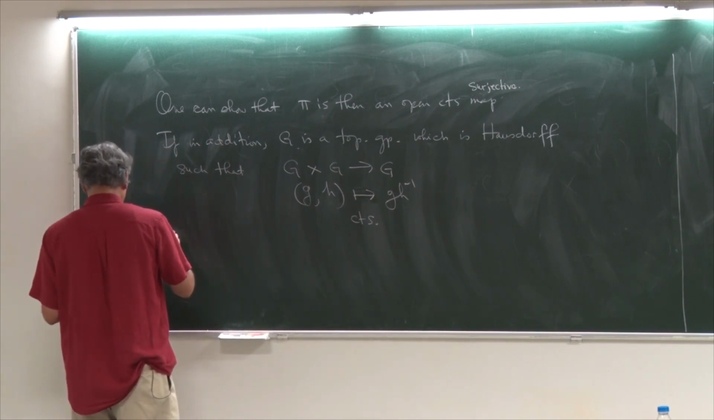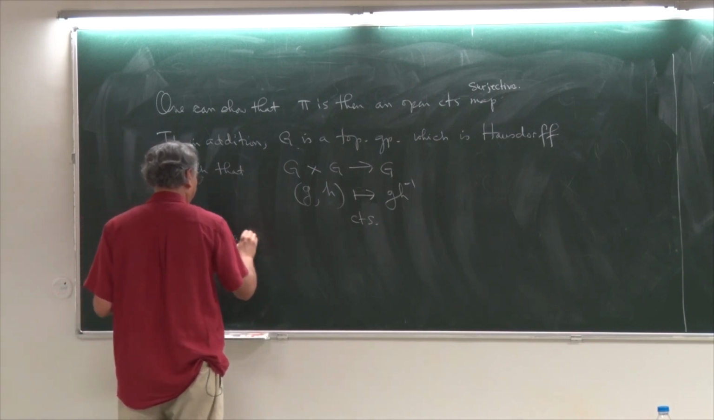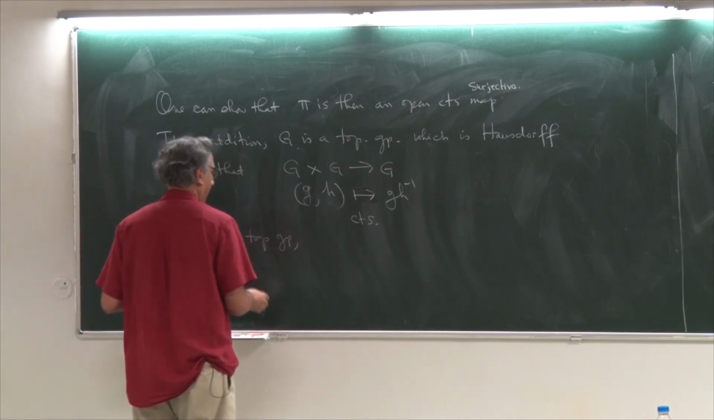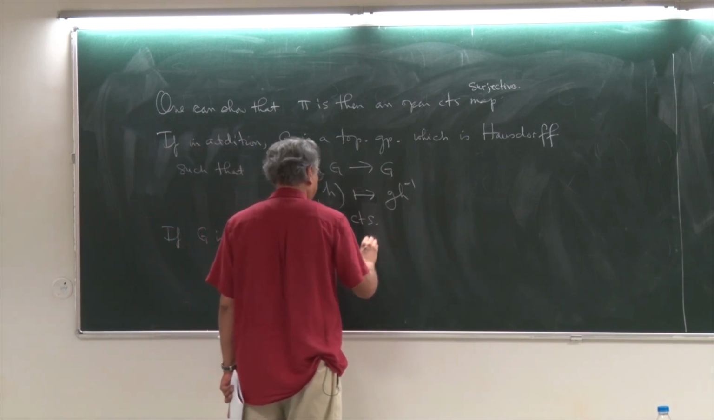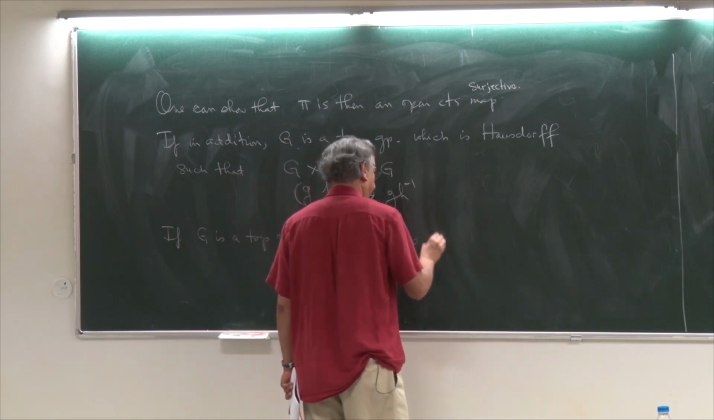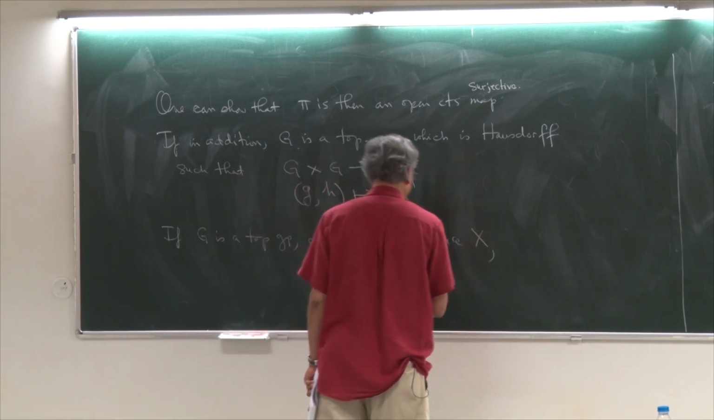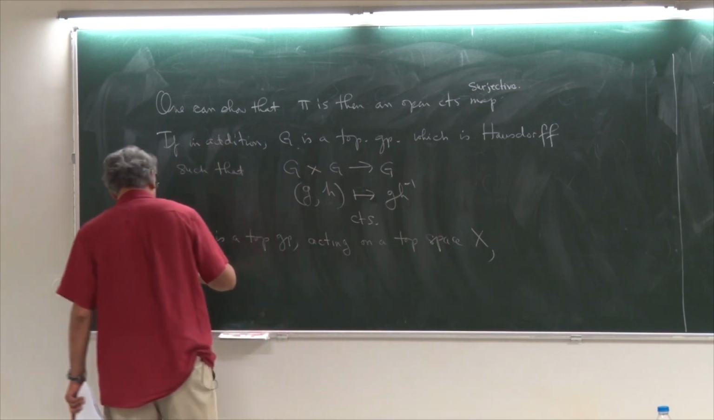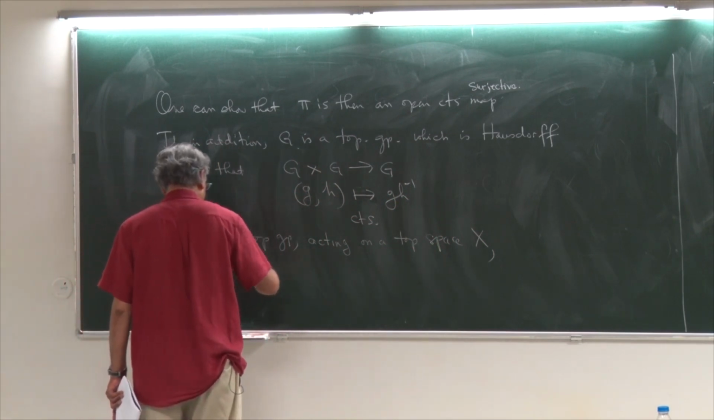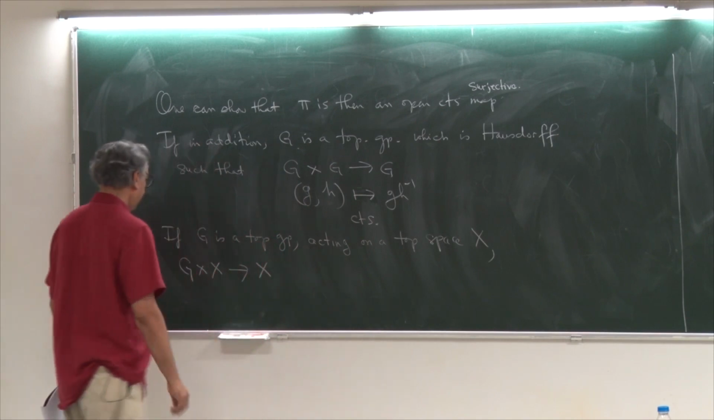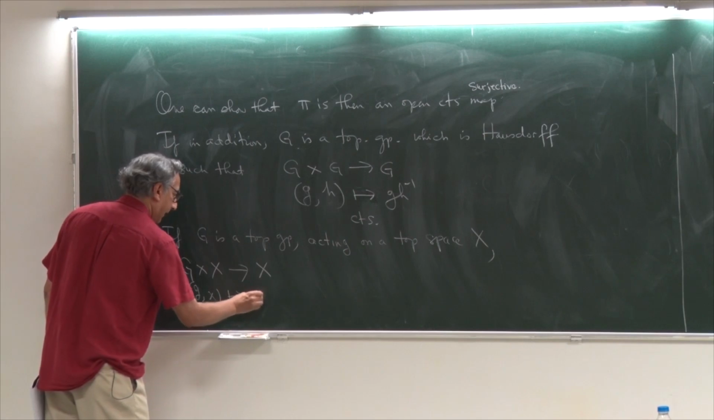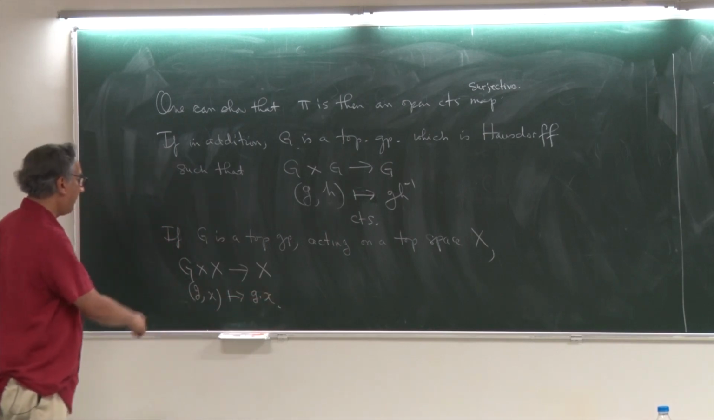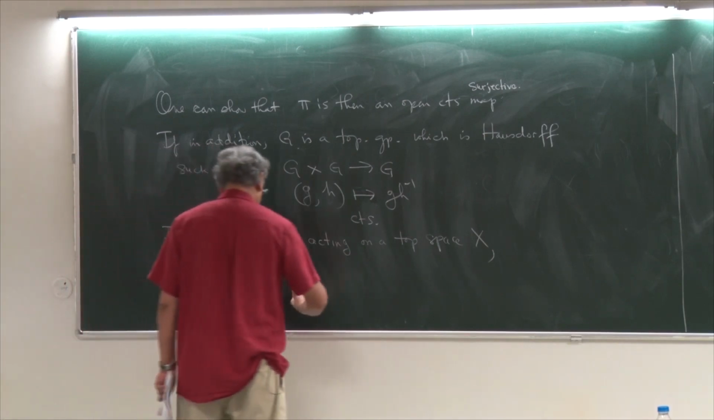So if G is a topological group acting on a topological space, then what we have is a map G cross X into X, given by the pair (g, x) going to g acting on x. This map, we're asking it to be a continuous map.